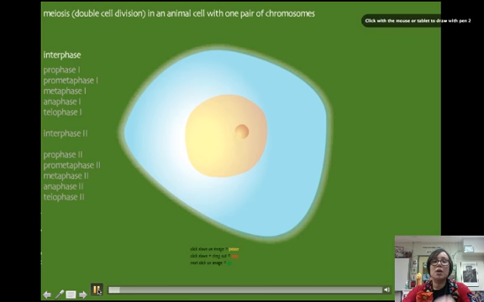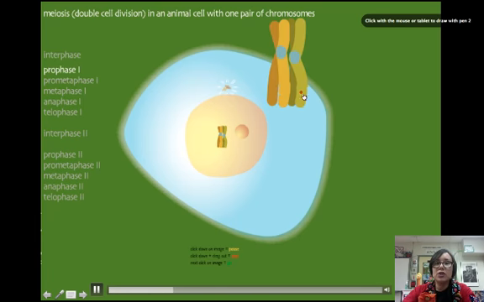All right, so let's talk about what's actually happening here. Our nuclear envelope is going to start to disappear. Our loosey-goosey DNA is going to start to coil into our homologous chromosome structures, and they're going to line up with one another. We know that they're going to cross over. That's an important feature of meiosis that creates genetic variation.